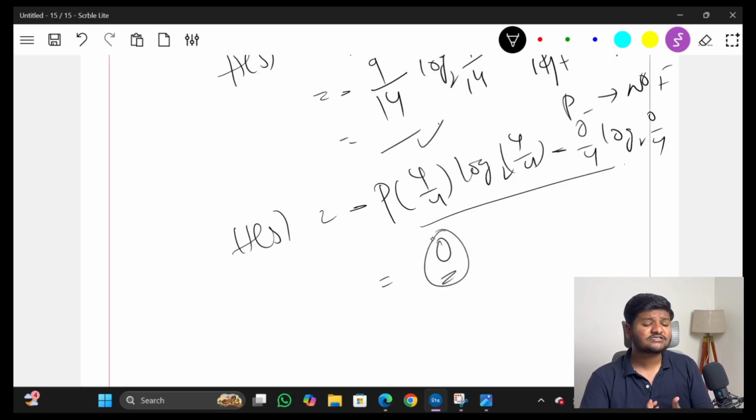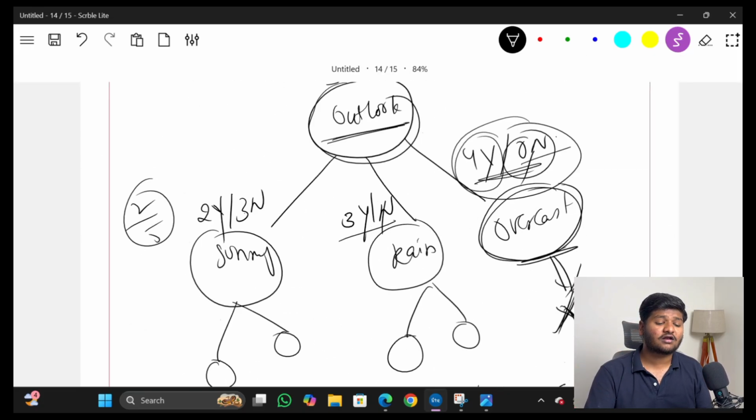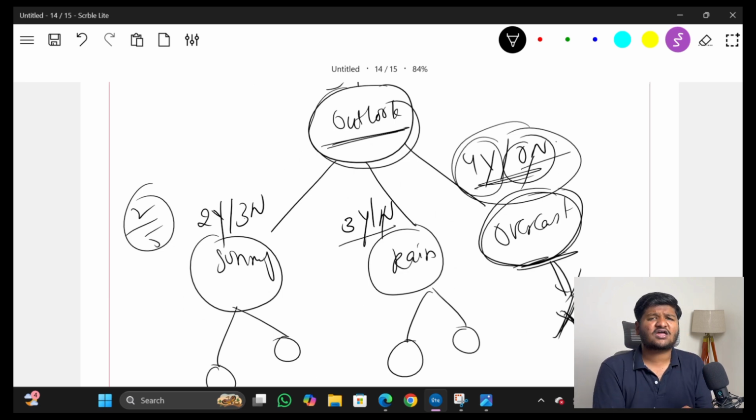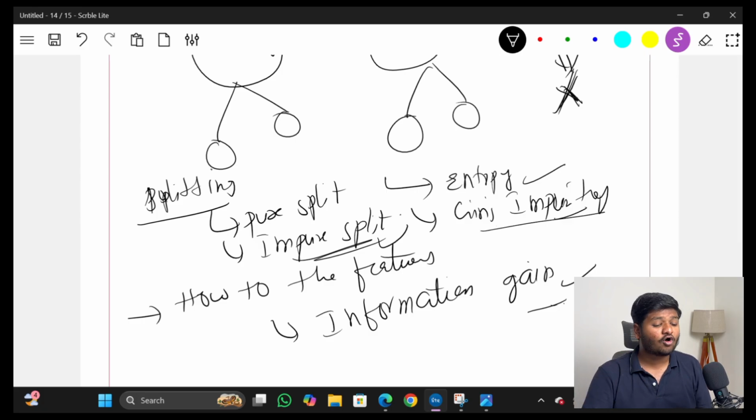So what does 0 mean? This is a pure split. If you get beyond 0, something like 1, what does this mean? Impure split. Understood, right? What is entropy and how is entropy calculated? By seeing, I can get to know it has 4 yes and 0 no's. What does it mean? It is a pure split. How does the algorithm know? By using entropy. And we have something called Gini impurity. I'll come back to it after telling you what is information gain.